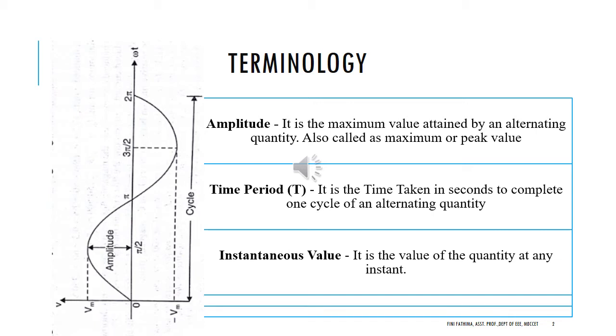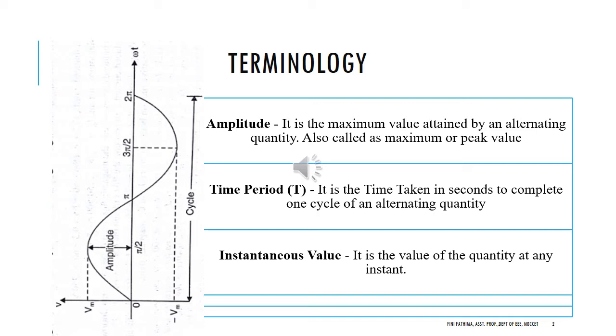And the second one is the time period. Time period is denoted by capital T. That is, the time taken to complete one cycle is called the time period. So here it is the time taken for the waveform to travel from 0 degree to 2 pi or 360 degree. That time is known as the time period.